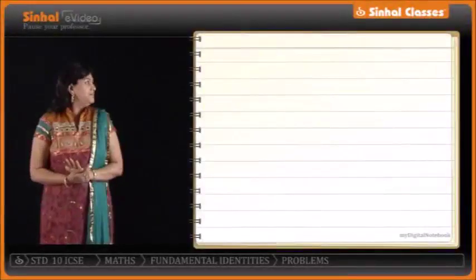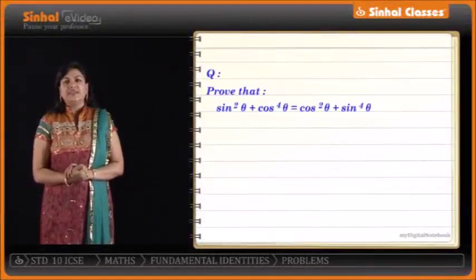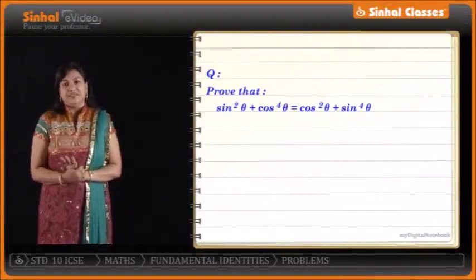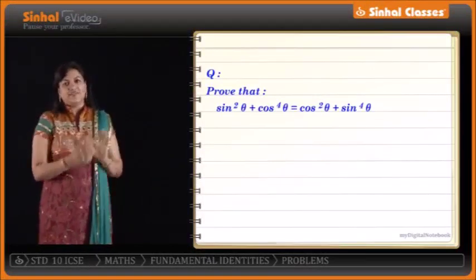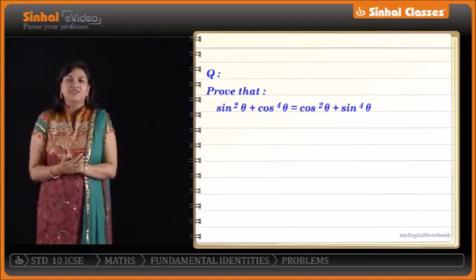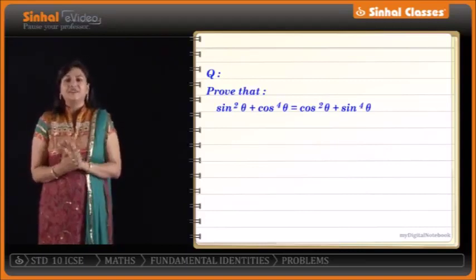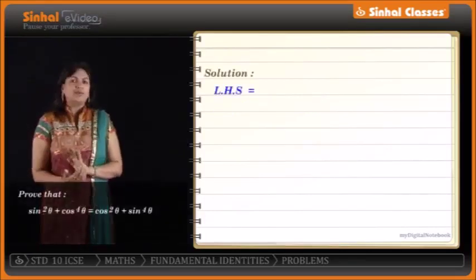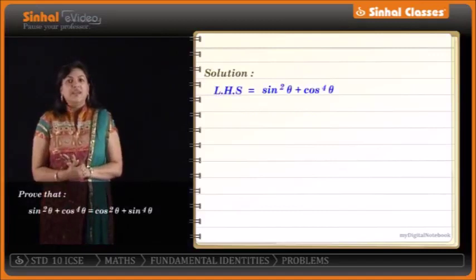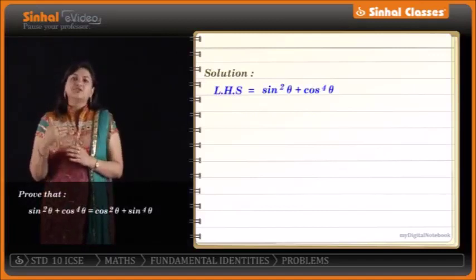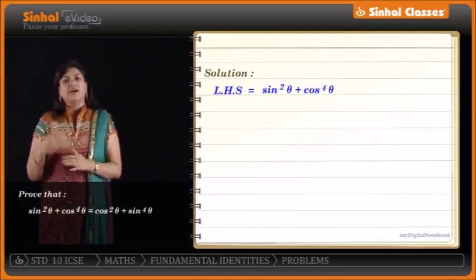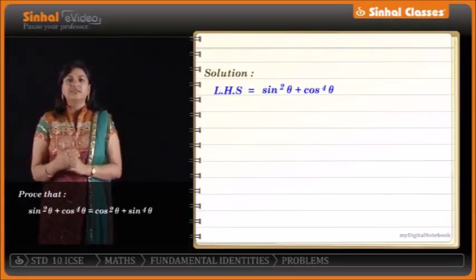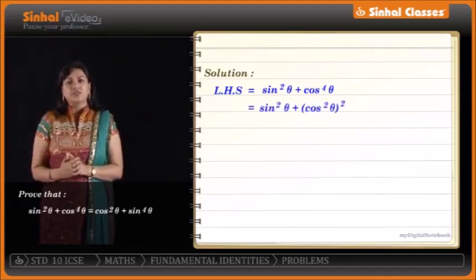Here's the next problem. Prove that sin square theta plus cos^4 theta equals cos square theta plus sin^4 theta. Here in the LHS we have sin and cos, and same way in RHS we have sin and cos, but with different powers. So we will start with LHS, which is sin square theta plus cos^4 theta. Now we want to simplify this, so we write cos^4 theta in terms of sine. So we write cos^4 theta as cos square theta the whole square.